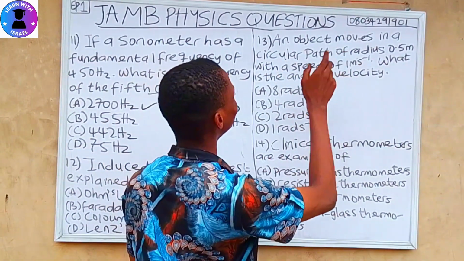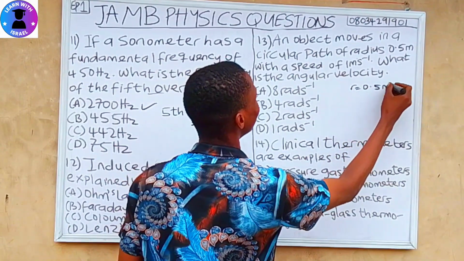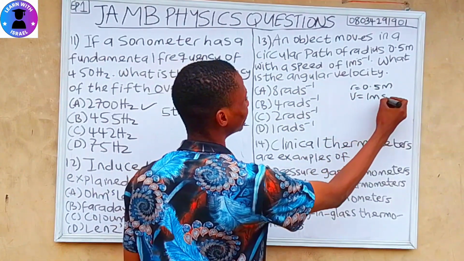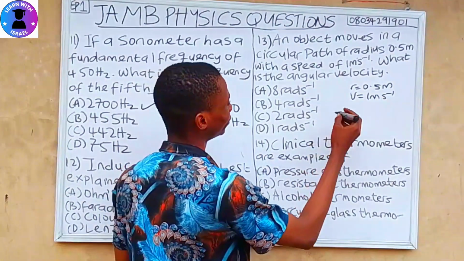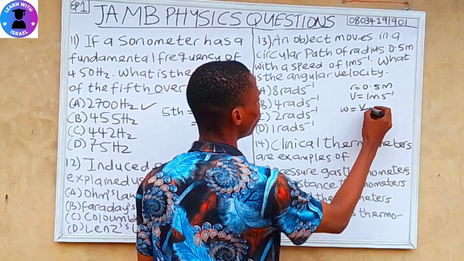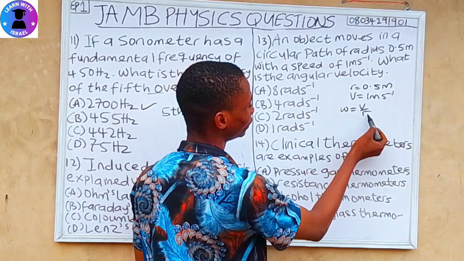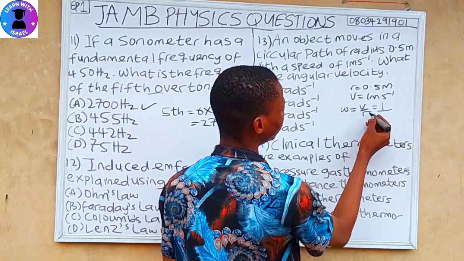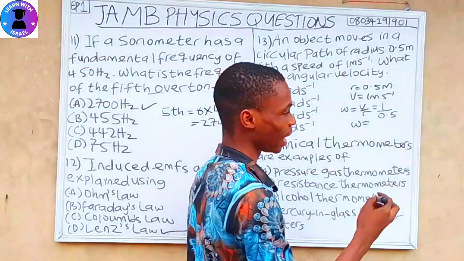An object moves in a circular path of radius 0.5 meter with a speed, represented as v, of 1 meter per second. What is the angular velocity? The formula for angular velocity is w equals v over r. This is the angular velocity, this is the velocity, and this is the radius. Let's input the values. Our v is 1 and our radius is 0.5. So our angular velocity equals 1 divided by 0.5, which is 2.